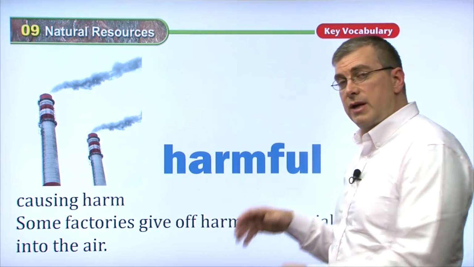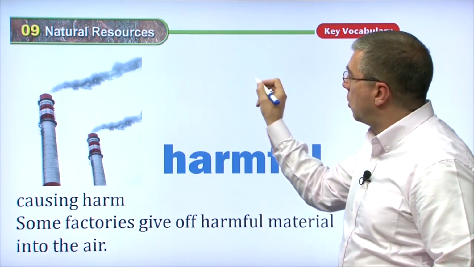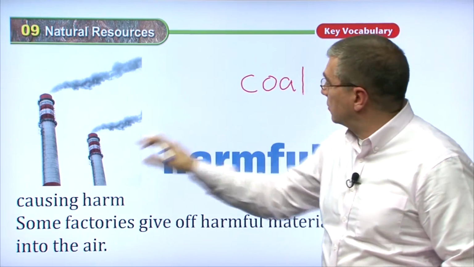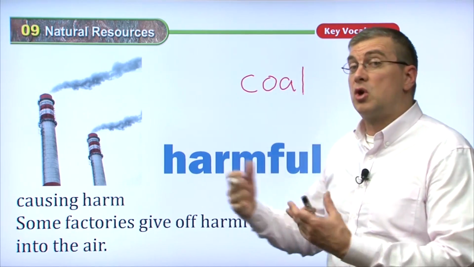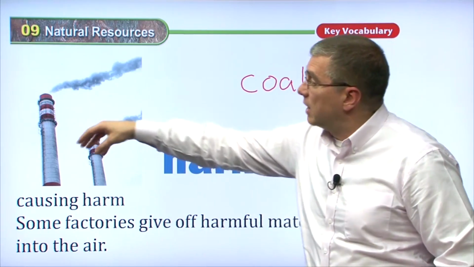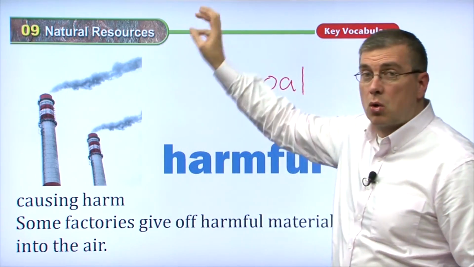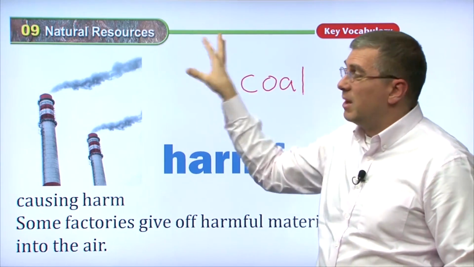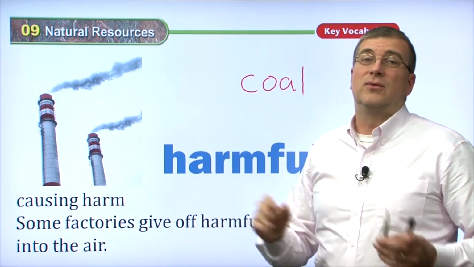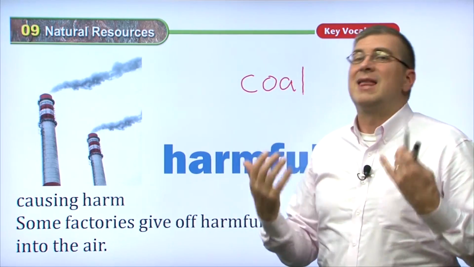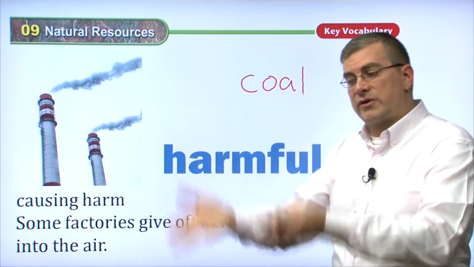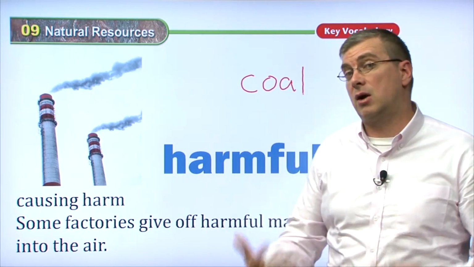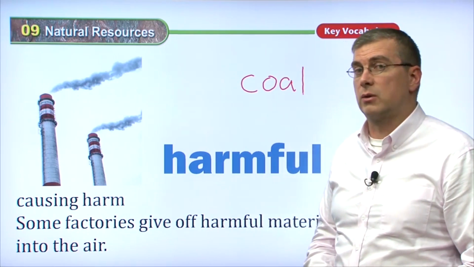Another natural resource that is not talked about here is coal. Coal is another type of mineral. Perhaps a factory will burn coal to produce electricity. What happens when you burn something? You get a lot of smoke. And if there's a lot of smoke in the air, that's not good for the atmosphere. If we breathe it, that can be harmful to us. If it falls down and gets into our water, that can be harmful to us. So we have to be careful how we use natural resources.